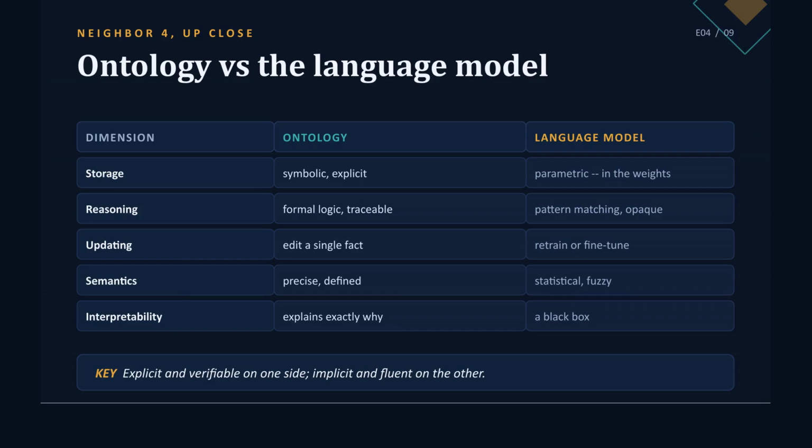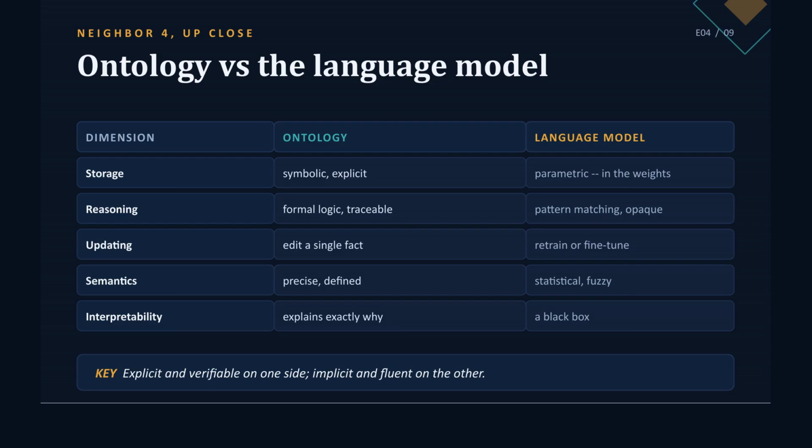And this contrast is worth drawing across 5 clean dimensions. On storage, an ontology is symbolic and explicit, a language model is parametric, its knowledge smeared across billions of weights. On reasoning, an ontology follows formal logic you can trace, a model does pattern matching you cannot. On updating, you edit a single fact in an ontology, you must retrain or fine-tune a model. On semantics, an ontology's meaning is precise and defined, a model's is statistical and fuzzy. And on interpretability, an ontology can explain exactly why, a model is a black box.